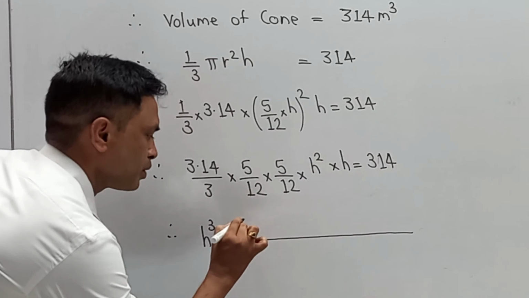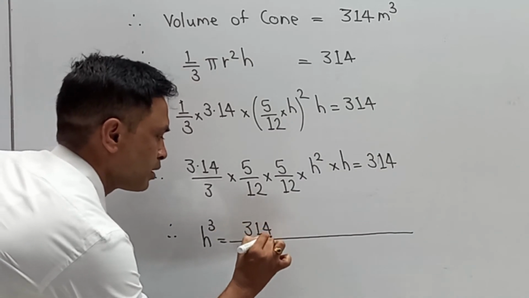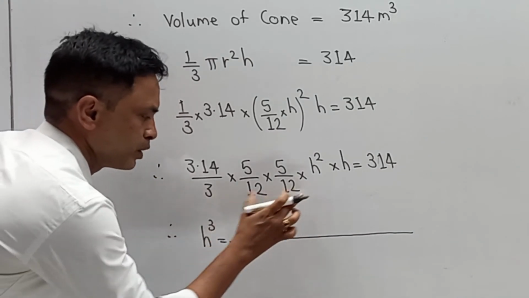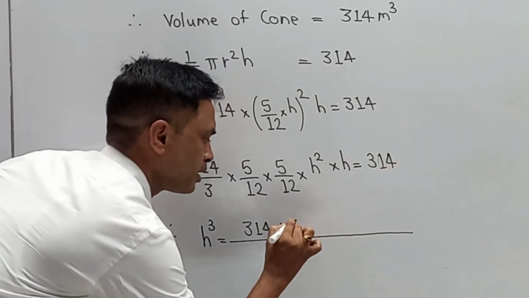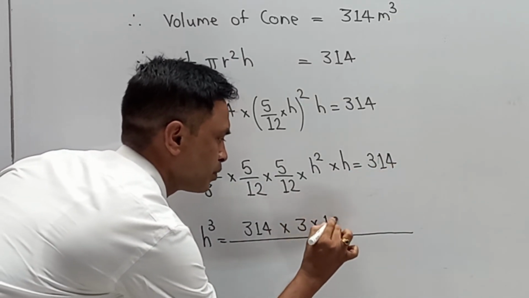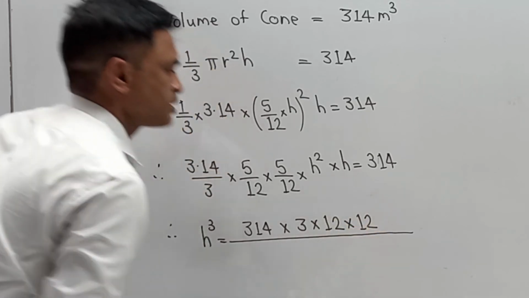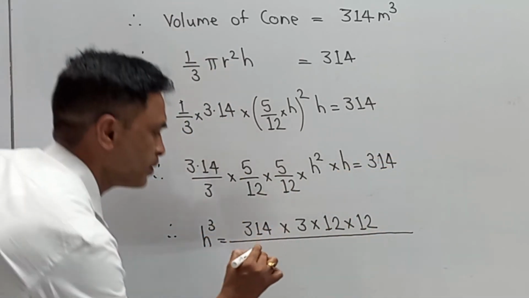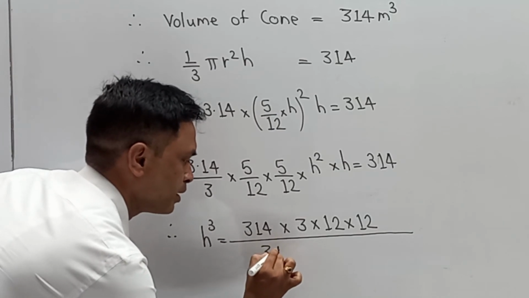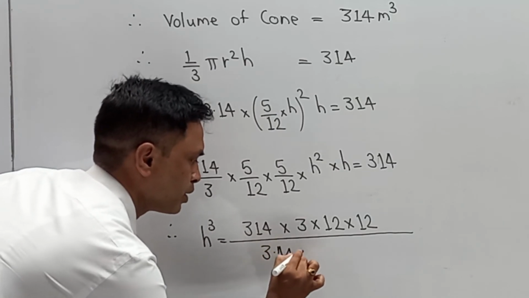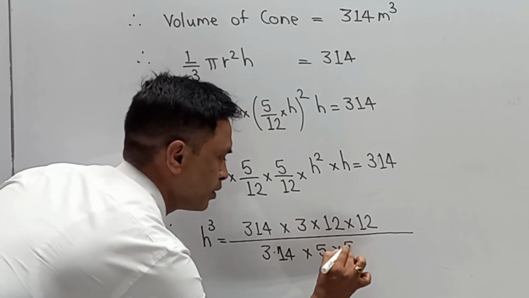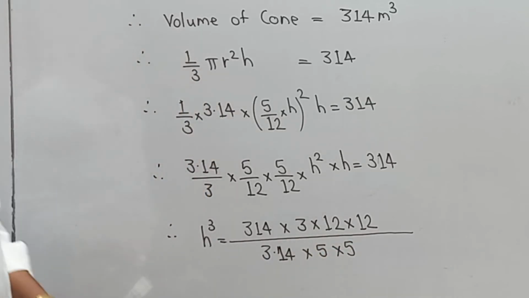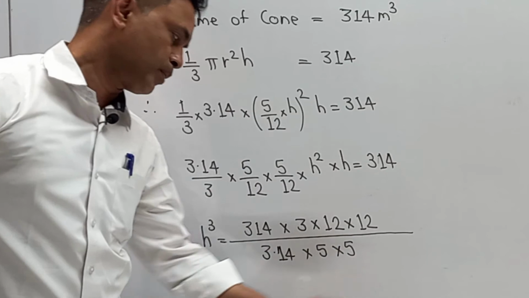This is 314 already available over there, into 3 into 12 into 12. This divided by goes over there. 3 into 12 into 12, which is divided by, goes over there as a multiply by, and 3.14 into 5 into 5, which goes over here as divided by.